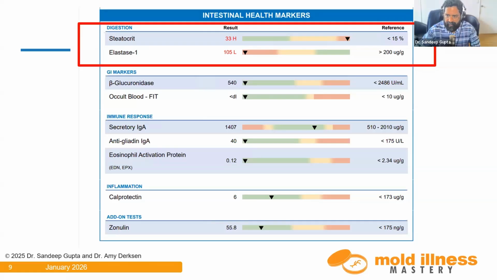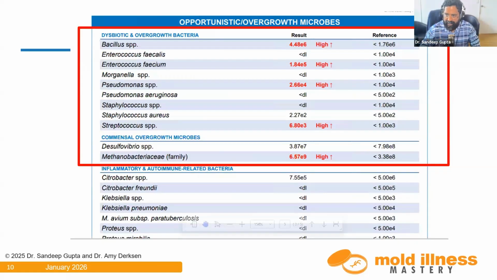Thank you. Okay, and then looking at the opportunistic and overgrowth microbes, obviously you can see there's a lot of red here. We've got Bacillus species. Sometimes that can be simply because people are taking MegaSporeBiotic or similar spore-based probiotics, so I don't necessarily put as much stock in that one. But Enterococcus, Pseudomonas, and Streptococcus are definitely dysbiotic, large intestinal organisms, and then Methanobacteria are going to be more small intestinal bacteria and often will correlate with methane-positive SIBO.